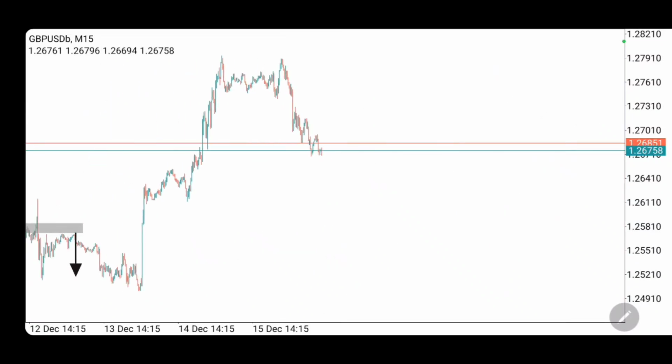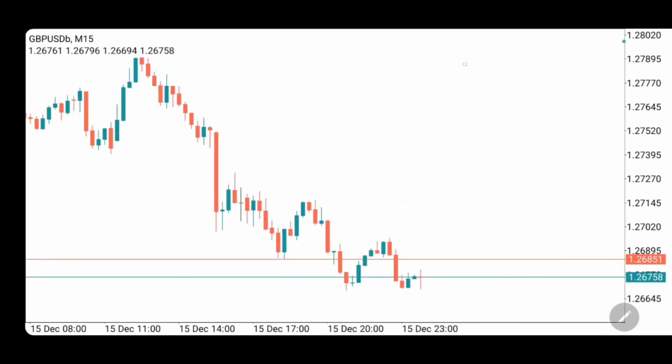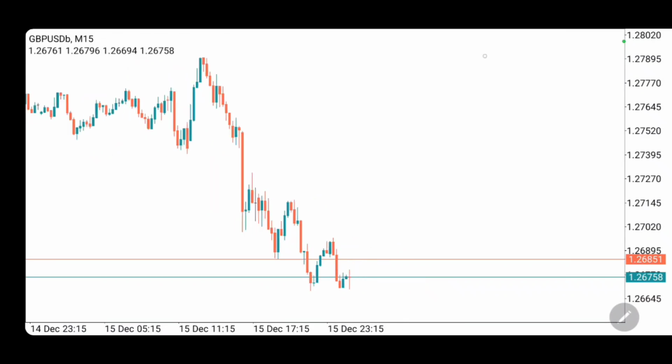Now let us see the first example. Like you can see in this case, look at this market. The market went down here, bought up and sold. This is like a demand zone. The market ought to have somehow bought from this demand zone. All right, bought from this demand zone.